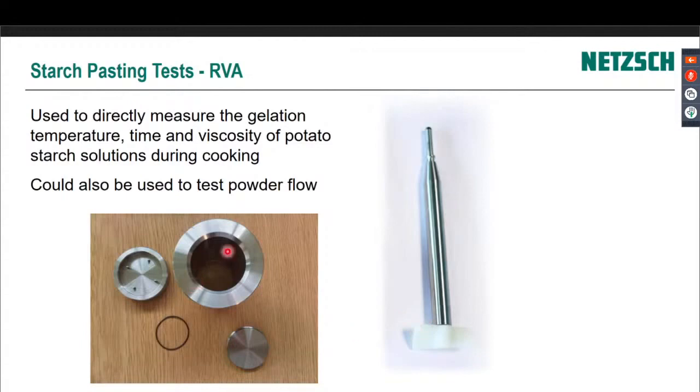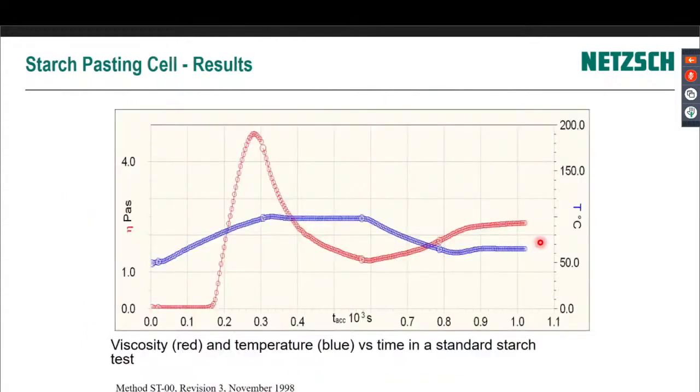And then the temperature ramps up heating, and then we'll see the gelation. So this is a standard method which was developed by A.E. Staley, and they were the people that first developed this rapid viscoanalyzer. And the idea is that you heat this up from 50 degrees to about 95 degrees. This is simulating cooking, kind of like in gravy, you know.